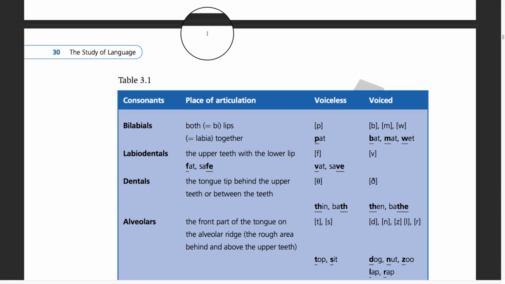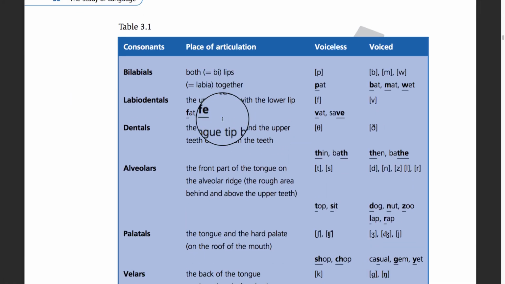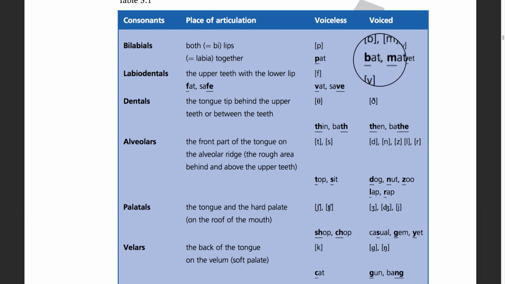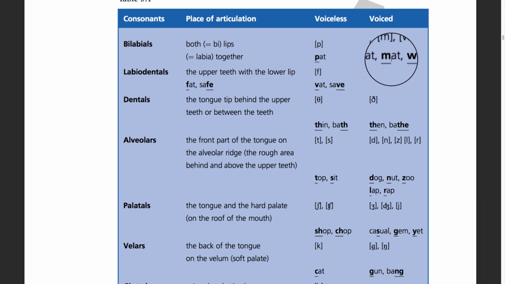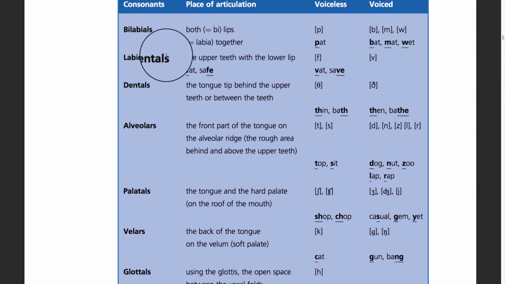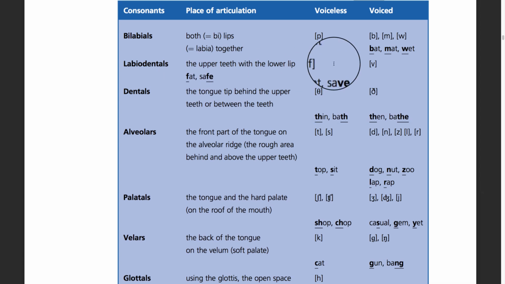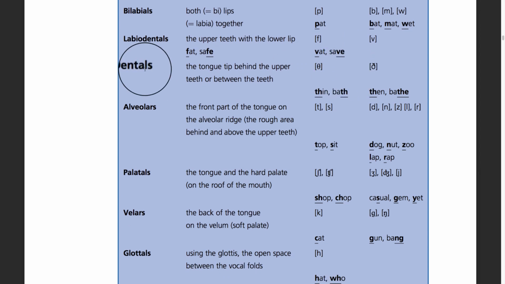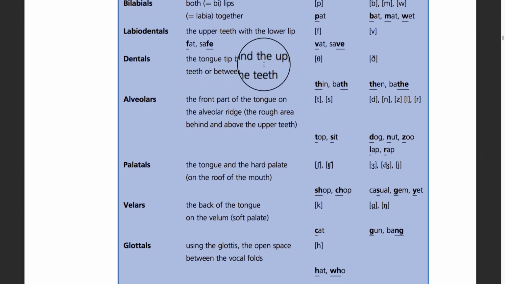This table shows you place of articulation. Labials, lips, labia together, for example pat, bat, mat, wet. Labiodentals, the upper teeth with the lower lip. Safe, fat. Voiceless, vat, save. Dentals, the tongue tip behind the upper teeth or between the teeth.